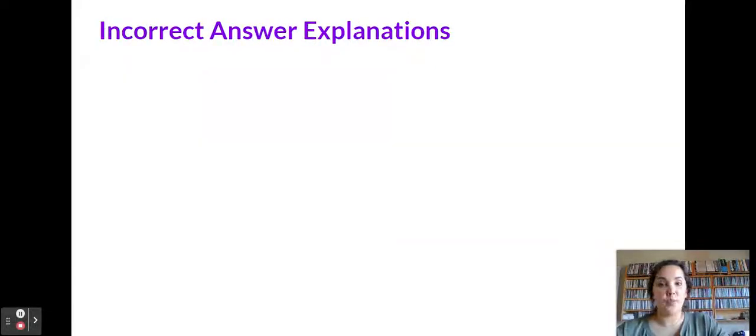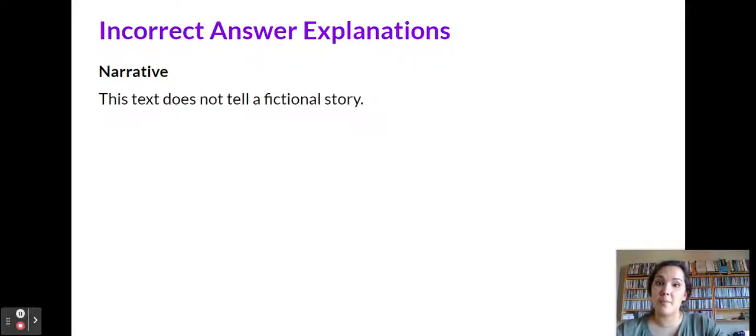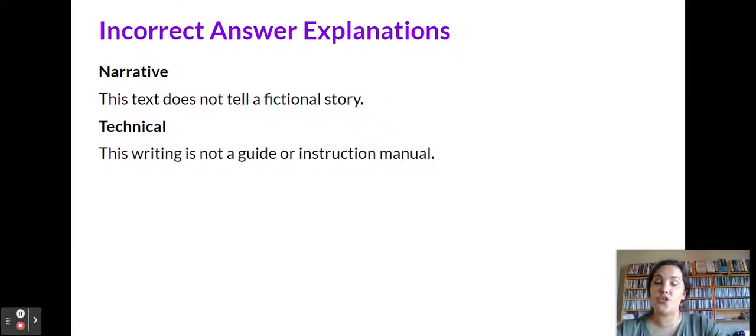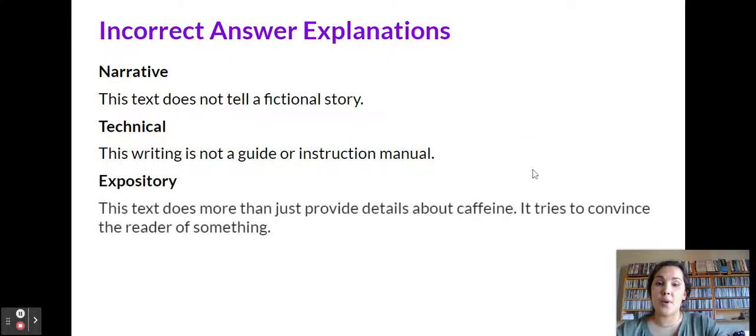Let's take a look at the incorrect answer explanations. This is not a narrative because it is not a fictional story like Harry Potter. This is not a technical piece of writing because it is not a guide or an instruction manual. Lastly, this is not expository because it does more than just provide details about caffeine. It really tries to convince the reader of something, the health benefits of caffeine. So expository is not the best answer.